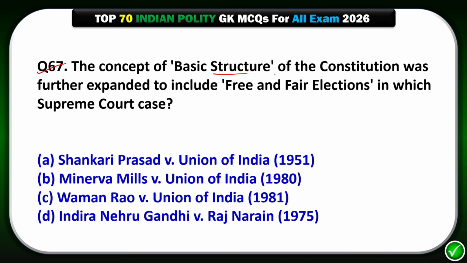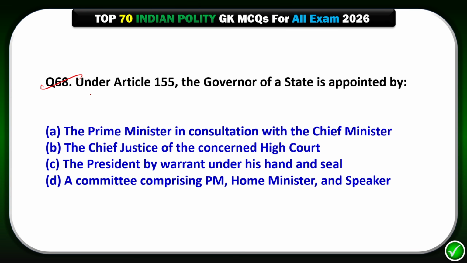67. The concept of basic structure of the Constitution was further expanded to include free and fair elections in which Supreme Court case? Option number D, Indira Nehru Gandhi versus Raj Narain 1975. 68. Under Article 155, the Governor of a State is appointed by? Option number C, the President by warrant under his hand and seal.